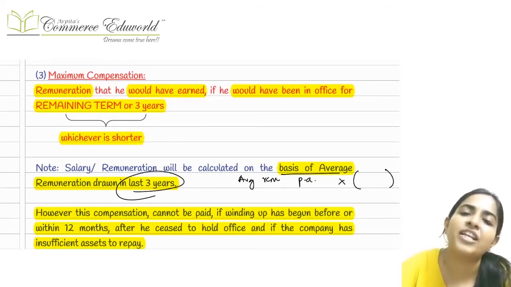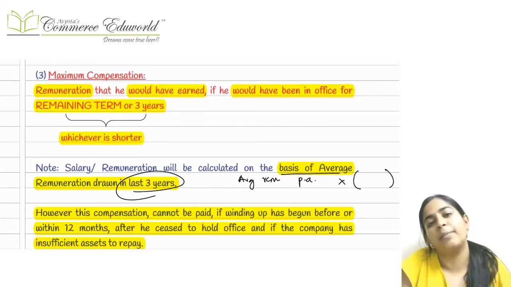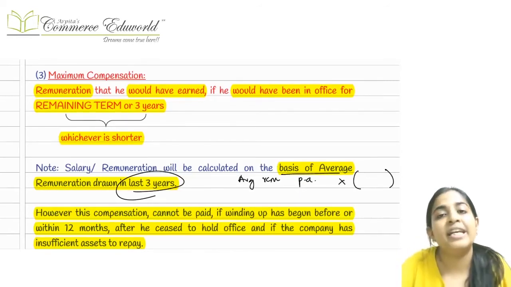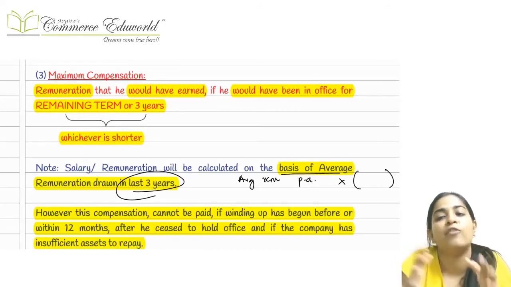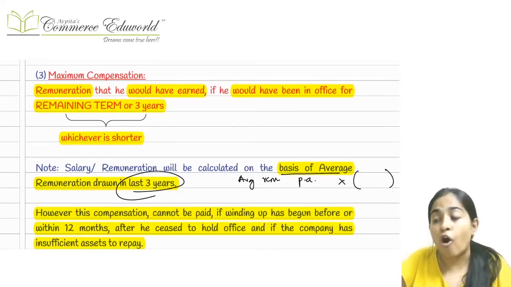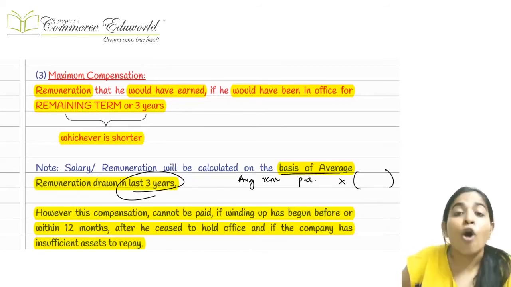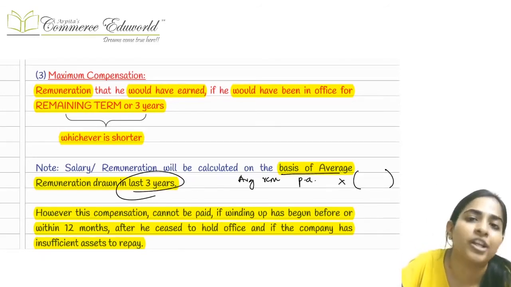Ma'am, how much compensation to be paid? Whatever remuneration he could have earned if he was there in the office, if he would have been in the office for the remaining tenure or 3 years, whichever is shorter.